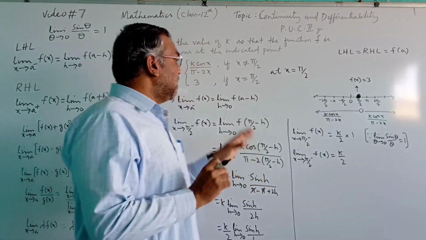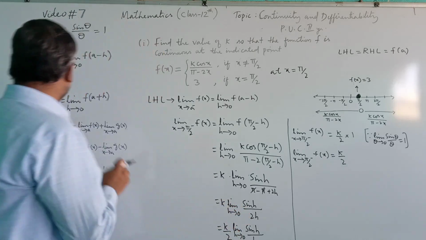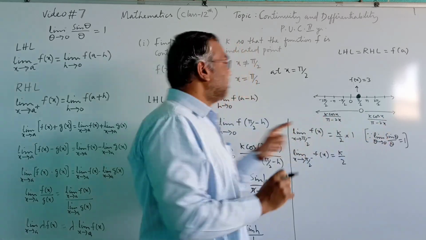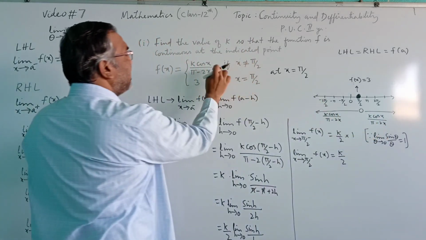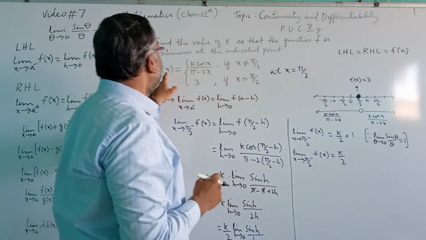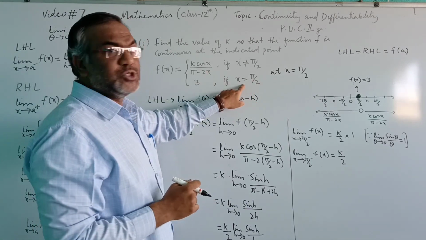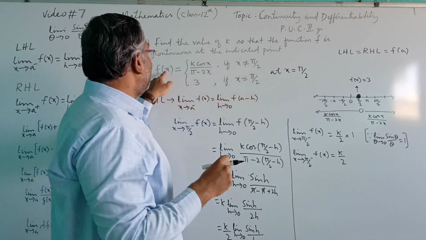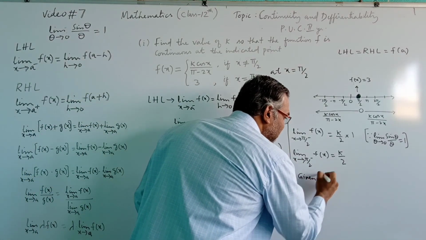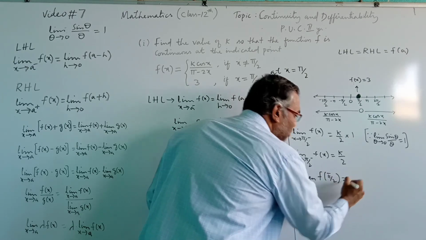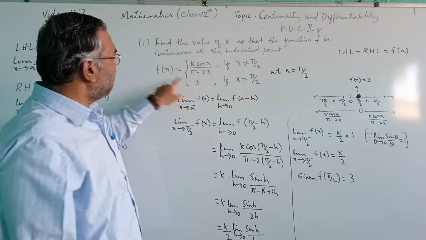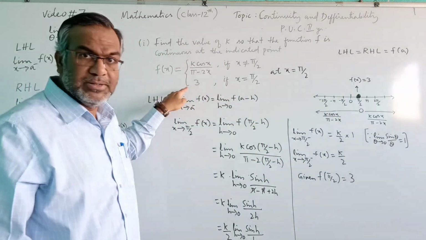And as I told you, if you find the right hand limit using the right hand limit formula, you will get the same value, because on the left as well as right, we have the same function. Now, what about f of a? That means what about f of pi by 2? F of pi by 2, it means at x is equal to pi by 2, the function is equal to 3. It is given in the question.